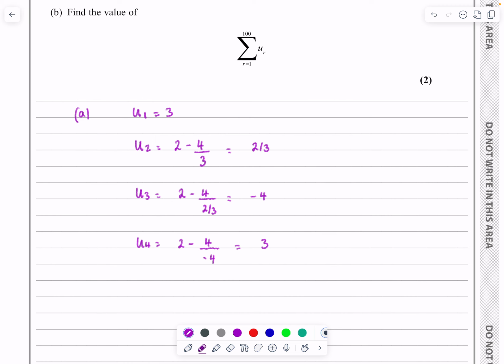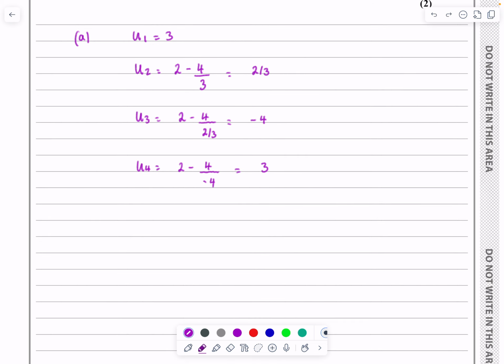But I can see that this sequence is going to be what's called a periodic sequence. That's the answer to that first part. My sequence is now going to go 3, 2/3, minus 4, 3. Well, obviously, from that I'll go 2/3, minus 4, and continue like that. So this is what's called a periodic sequence in the fact that it's repeating, and the period is the length of how many values before it repeats. This is a period of 3. Part A, though, is done, U2, U3, U4.